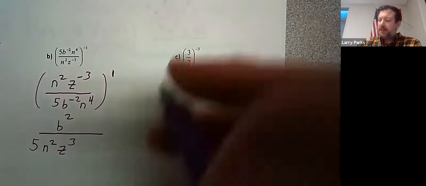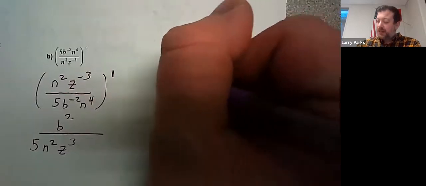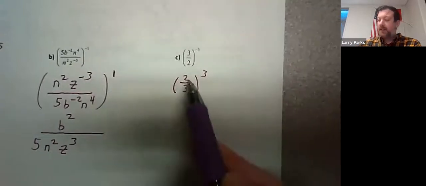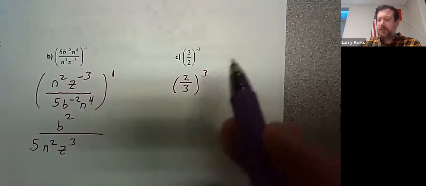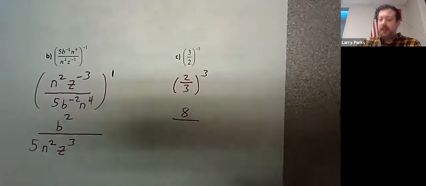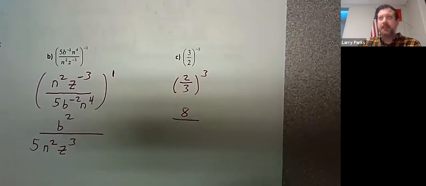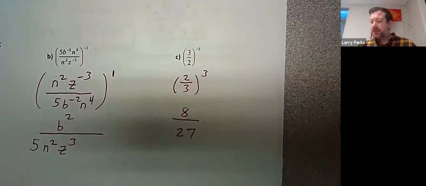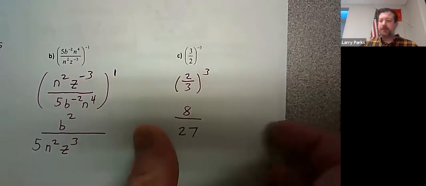Here, again, I would write that as 2/3 to the third. And then 2 to the third, 2 times 2 times 2 is 8. 3 times 3 times 3 is 27. So that's how you work with powers of a quotient.